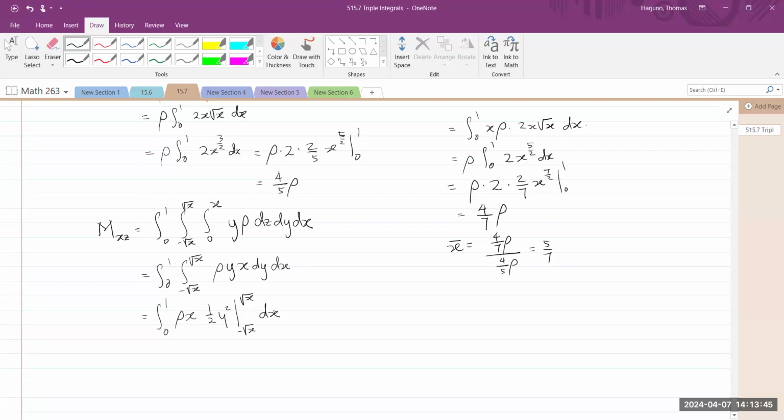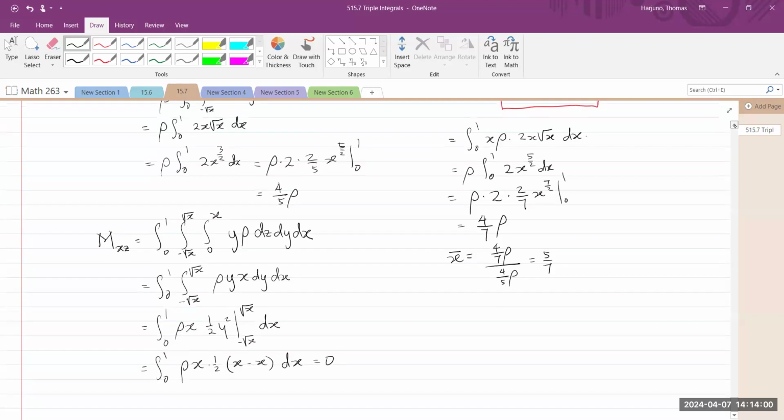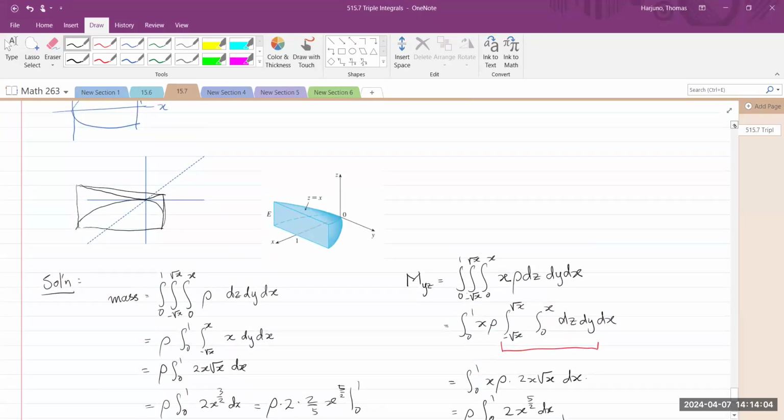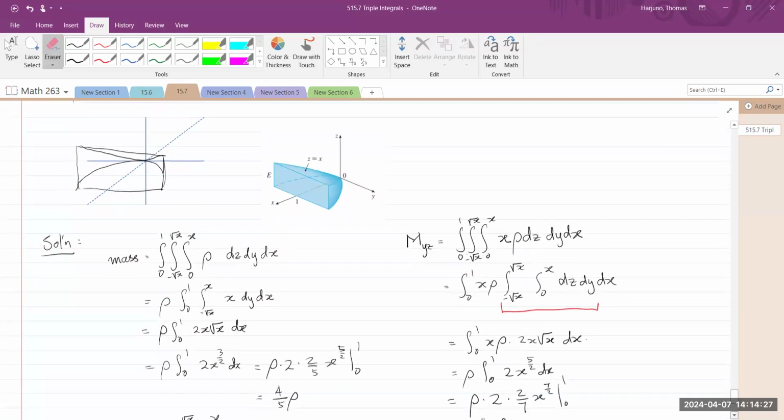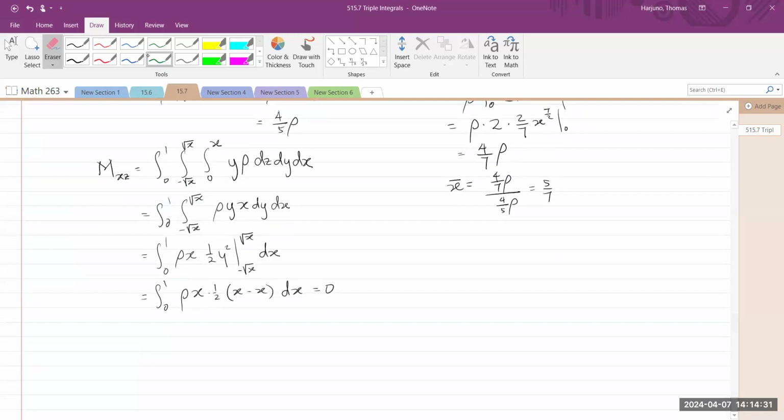I suspect this to be 0 though. This is x minus x, that is 0. Which, if you think about it, take a look at the solid. The y component of the center of mass must, by symmetry, be y equals 0. Why is it y equals 0? Because of the symmetry of the solid and the integrand of the triple integral. In other words, when I compute y bar, that will be just 0 over the mass, whatever it is, that will be 0.